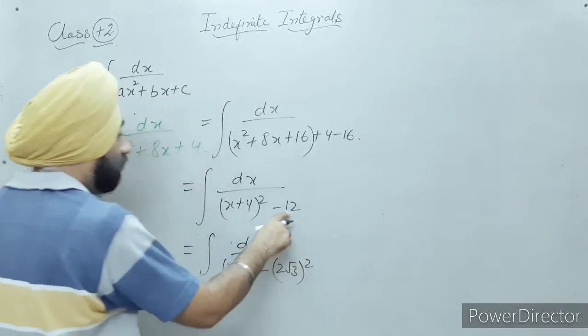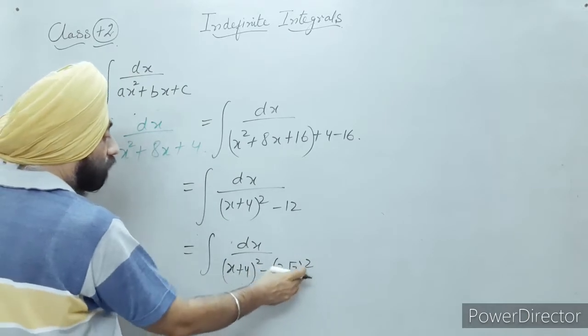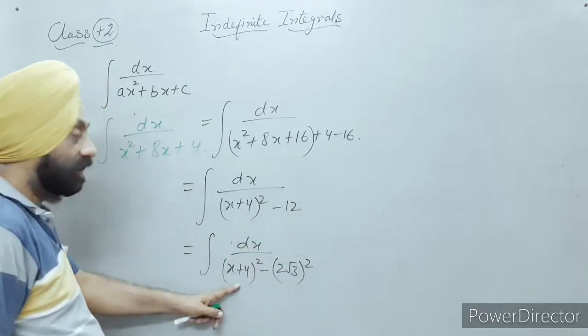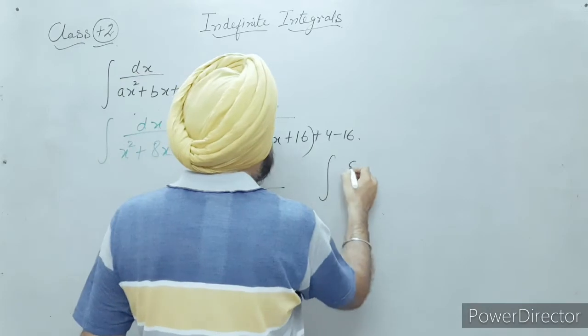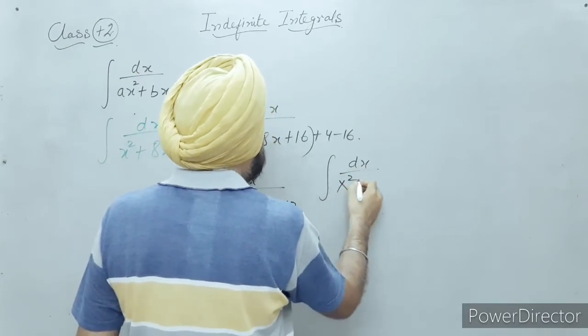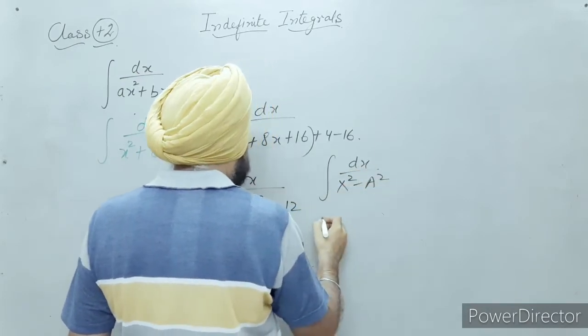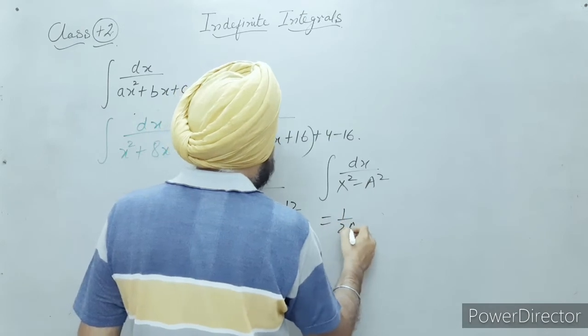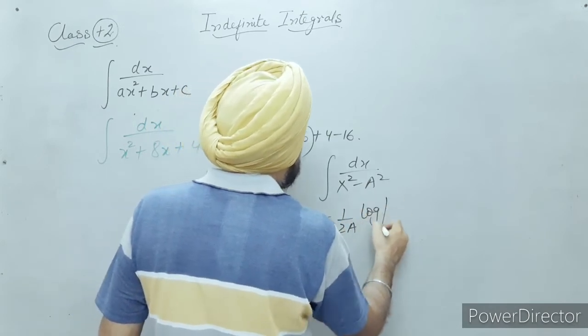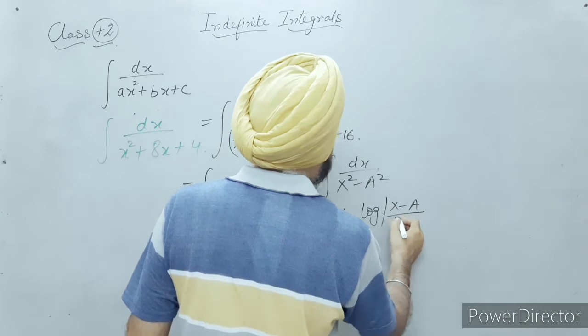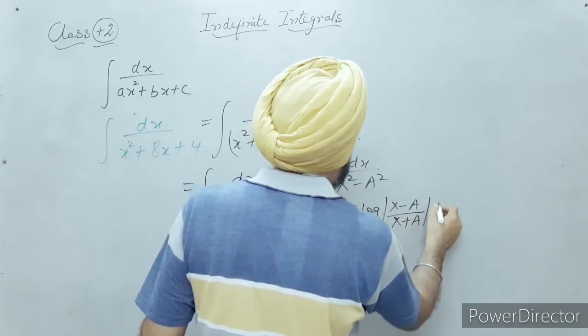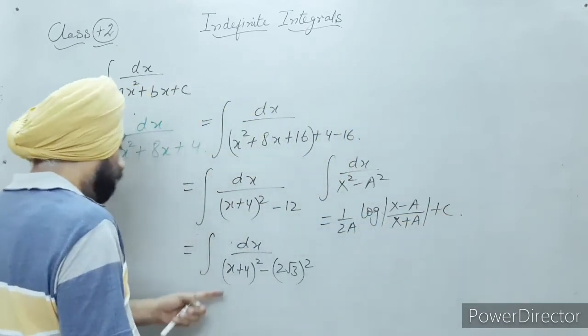I can write this 12 as 2 square is 4, 4 into 3 is 12. So again I can apply the formula of dx upon x square minus a square. So the answer is 1 over 2a log of (x minus a) upon (x plus a) plus c. This is the formula I will apply over here.